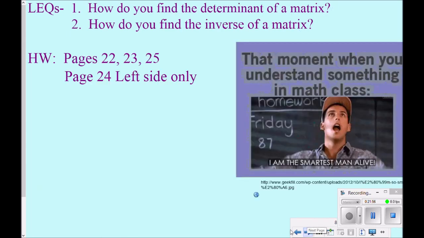So, homework for tonight, pages 22, 23, and 25, all that are on those pages, they're short problems. They should not take long. And page 24, you'll see two columns, a column of problems on the left and a column of problems on the right. I'd like you to do the column of problems that are on the left-hand side only of page 24.